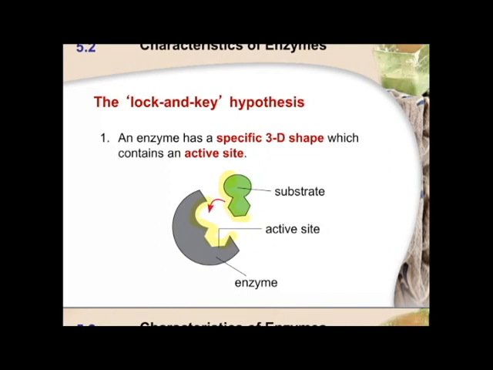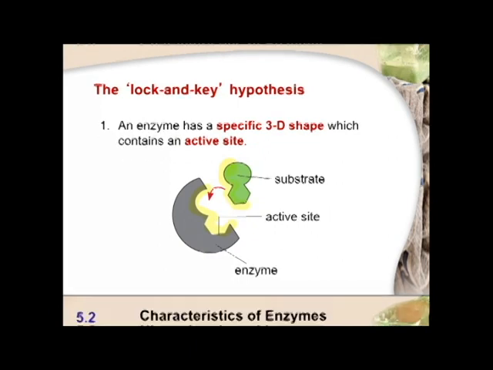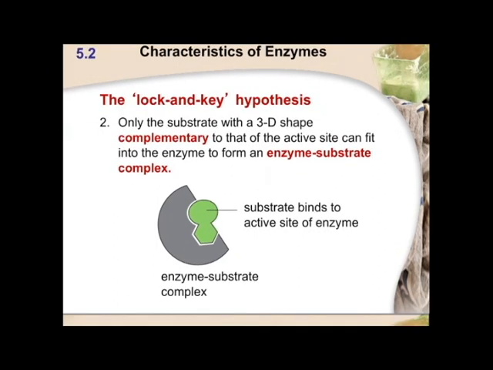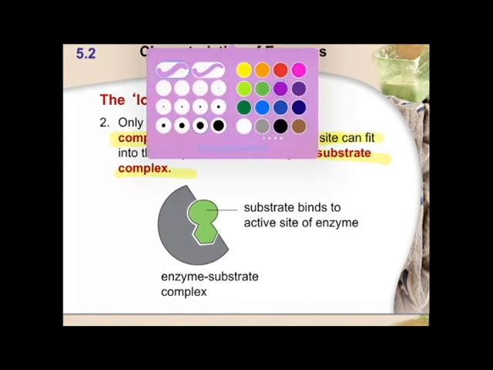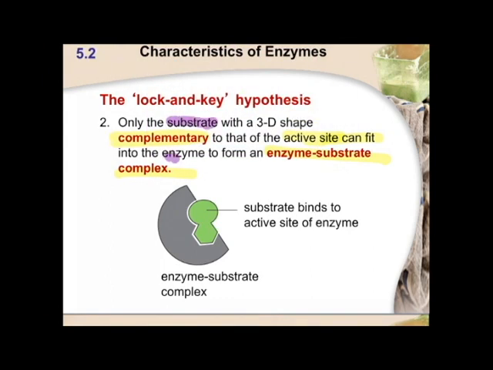So if we look at the second point here, the substrate with the 3D structure has a complementary shape to the active site, and therefore it can fit nicely, forming an enzyme substrate complex. Now in exams, it is good to actually write down the name of the enzyme and the name of the substrate that is involved, rather than saying a generic thing like, only the substrate will fit into the enzyme. So please, if you can, change the words substrate and enzyme to the names of the substrate and enzyme that are in the exam question paper.